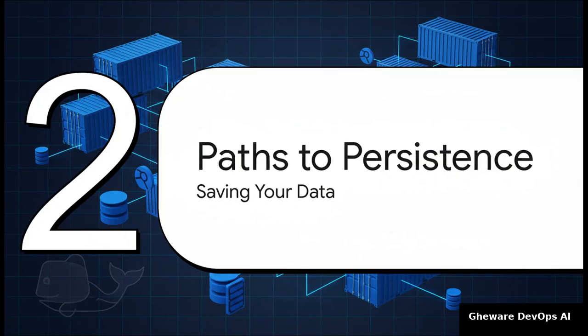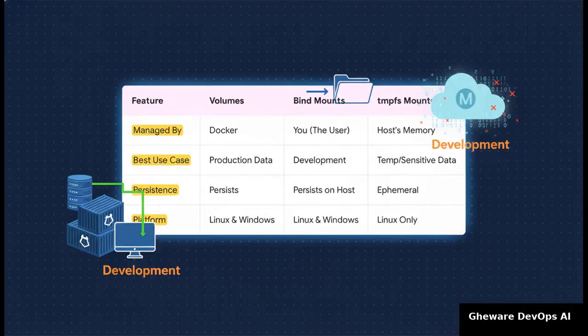But okay, deep breaths. Docker isn't trying to trick you into losing your data. It actually gives us 3 really powerful and distinct ways to solve this problem. These let you keep your data safe and sound, completely outside of that temporary container lifecycle. So this chart lays it all out for us perfectly.